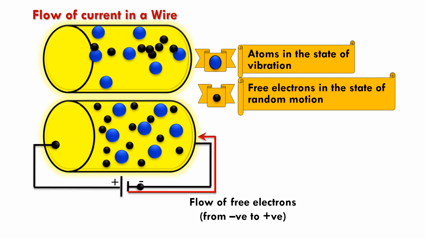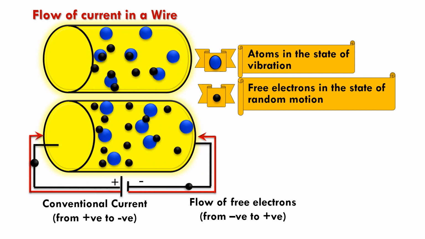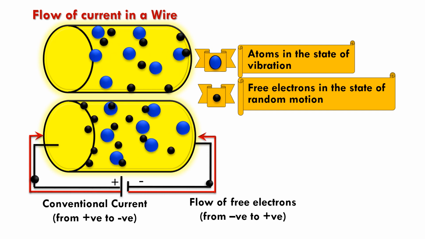Flow of electrons is from negative to positive terminal. Now, conventional current is shown by the black line. It is from positive to negative.